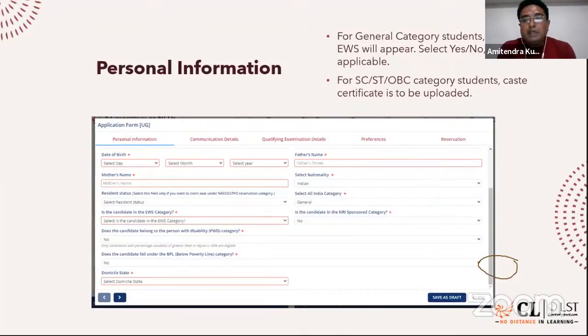So your domicile, if you are claiming to be a domicile of a particular state, then it is important that you must have the certificate, because the same has to be produced at the time of counseling, at the time of admission, without which your admission can be cancelled as well. So you have to be really, really careful, especially for the students who belong to those states where reservations are applicable for the students of that state. So this is the most important aspect as far as the personal information is concerned.